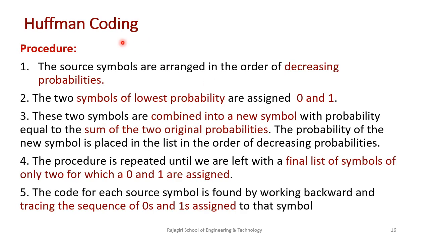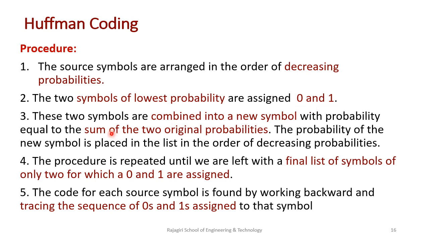Huffman coding is an example of a lossless compression technique in which a binary code is assigned to each source symbol. The procedure of Huffman coding is as follows. The first step is to arrange the source symbols in the decreasing order of probabilities. Once the source symbols are arranged, the two symbols having least probability are assigned a 0 and a 1.